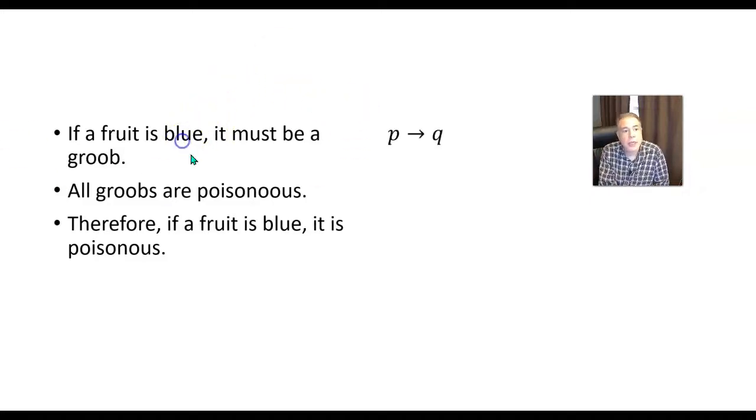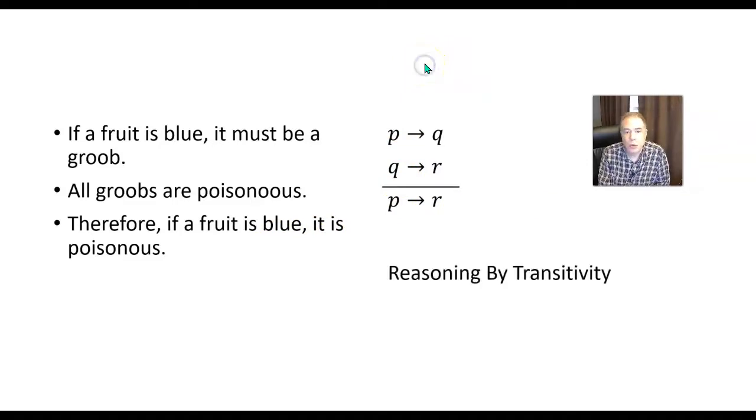Well, in symbols, if P, then Q. If blue, then grube. All grubes are poisonous. So if a grube, then poisonous. If Q, then R. Therefore, if a fruit is blue, it is poisonous. If P, then R. What does that look like? Reasoning by transitivity, which is valid.